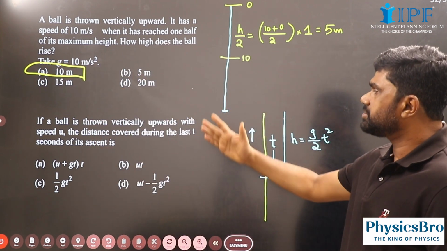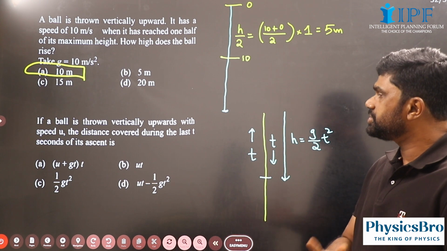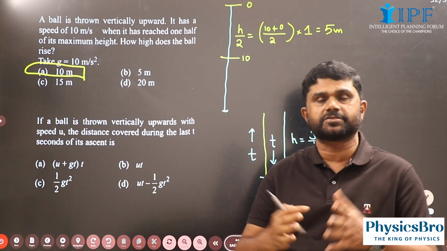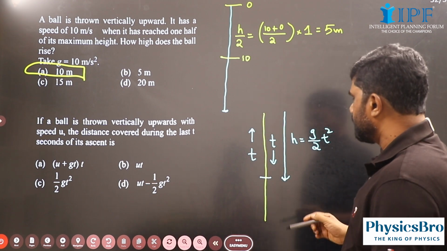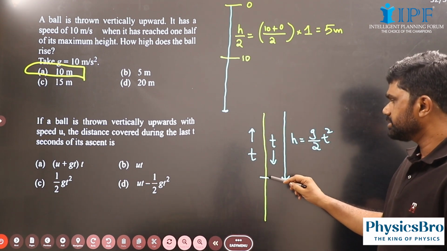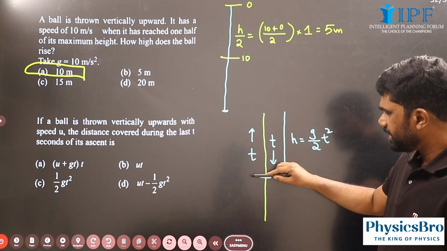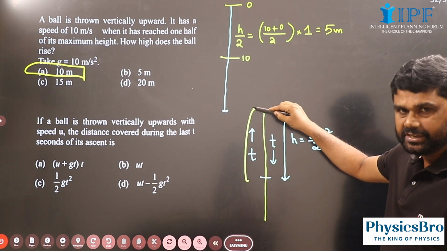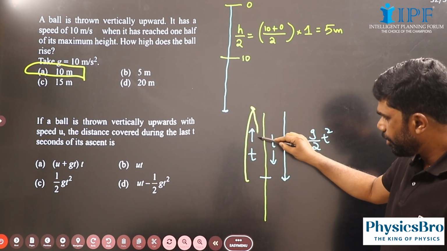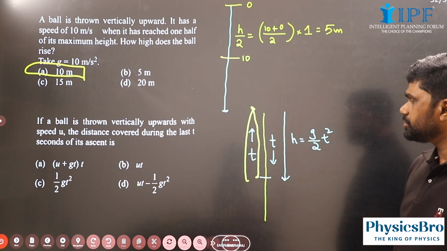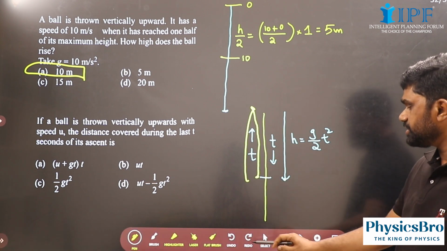Now a ball is thrown vertically up with a speed u. What is the distance covered during the last t seconds of its ascent? Okay, see, from here to here, this is the last t seconds of its ascent. See, if the time taken to go like this is t, then when it comes down in the next t, it will reach here. Okay, now the question is, what is this much height?